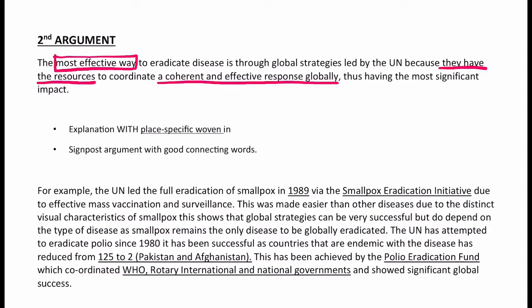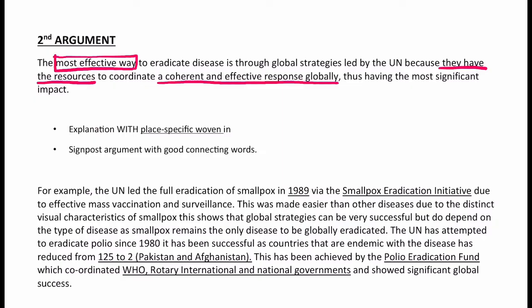My complex point here is to say that I think that global strategies is the most effective, and I've said because they have the resources to be able to coordinate a coherent and effective response globally. I've then gone on to explain this. The evidence I've given here is to talk about the smallpox eradication initiative.